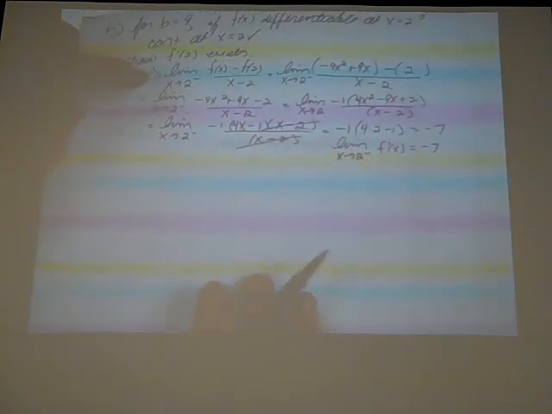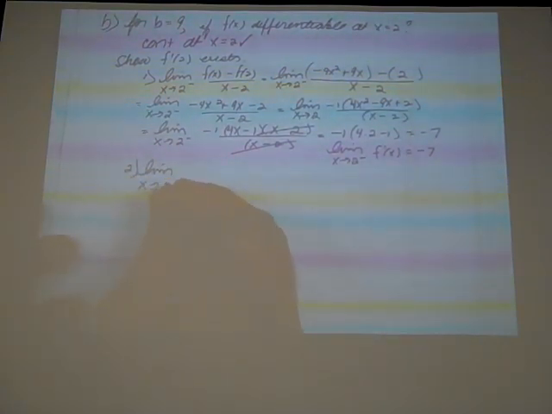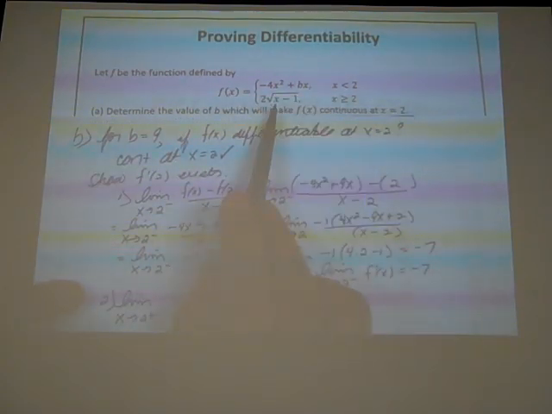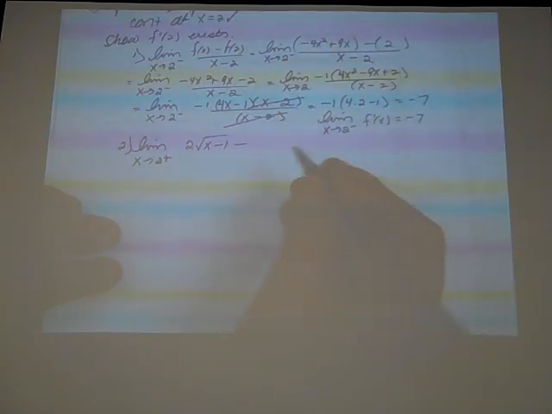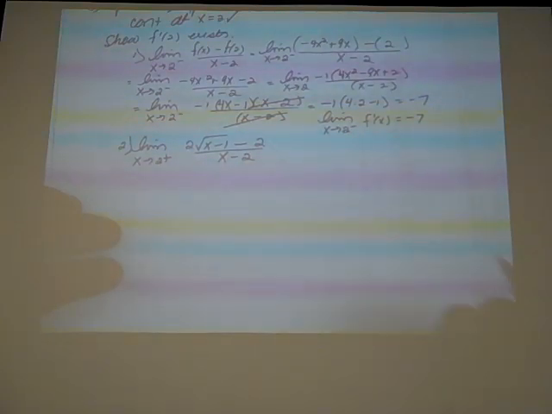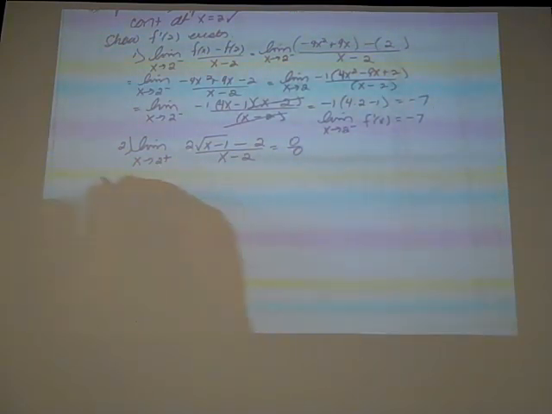We need to also check the derivative from the right. So we're going to find the limit as x approaches 2 from the right. Okay, well, let's see. 2 from the right means we're going to use 2 square roots of x minus 1 as f of x. 2 square roots x minus 1 minus f of 2 is 2, over x minus 2 again. If you were to evaluate this limit at 2, you're going to get 0 over 0. We need to do some algebra trickery. That algebra trickery is going to be in the form of the conjugate again.